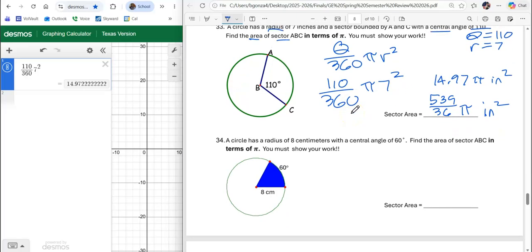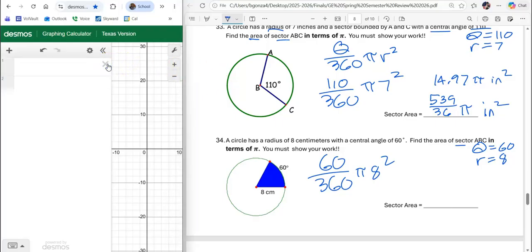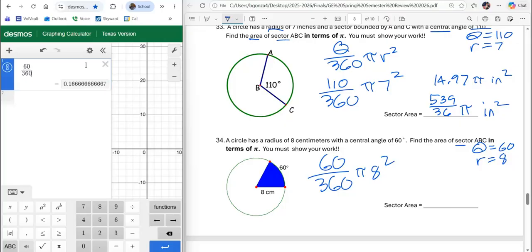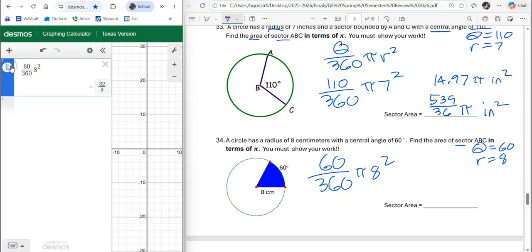Another way to write it. Circle has a radius. So theta is 60 on this one. The radius is 8. Area of a sector in terms of pi. So again, theta over 360 times pi r squared. Don't type the pi.